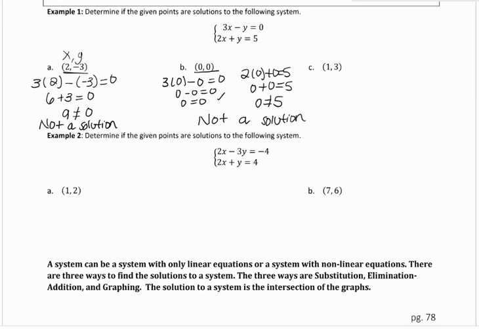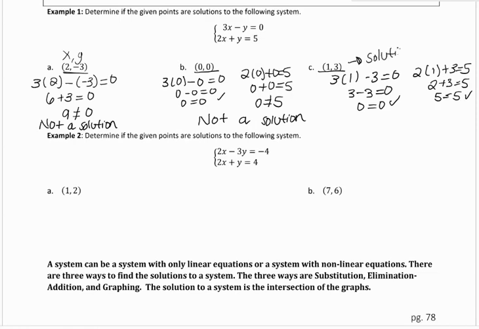Let's take a look at example C. 1, 3. So we're going to plug in those numbers. 3 times 1 minus 3 equal to 0. 3 times 1 is 3, 3 minus 3 is 0, equal to 0. Yes. So again, so far it looks like it's a solution. We need to check our second equation. So we have 2 times 1 plus 3 equals 5. 2 times 1 is 2, 2 plus 3 is 5. 5 equals 5? Yes. So that means this point is a solution.